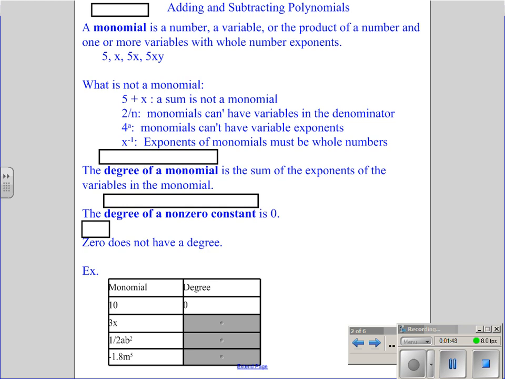What is the degree of 3x? 1. What is the degree of 1/2 ab squared? It is 3, because you have to take the degree of a, which is 1, and the degree of b, which is 2, and add those together. The degree of negative 1.8 m to the 5th power is 5.